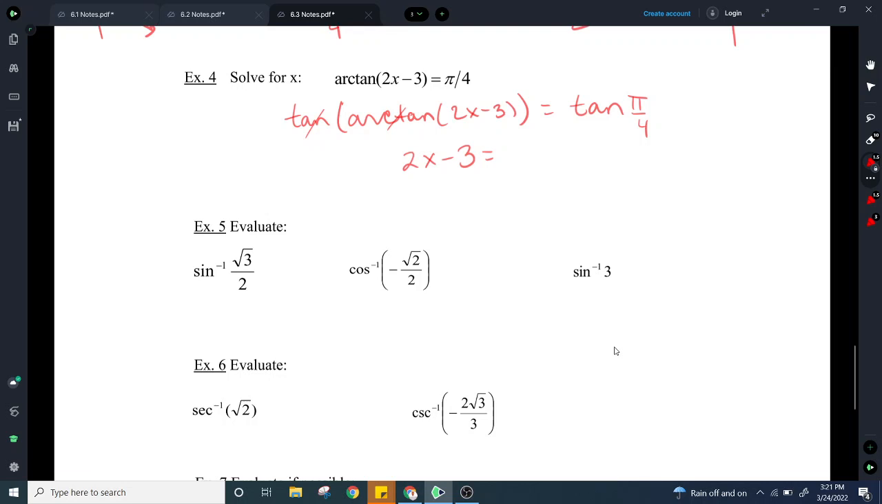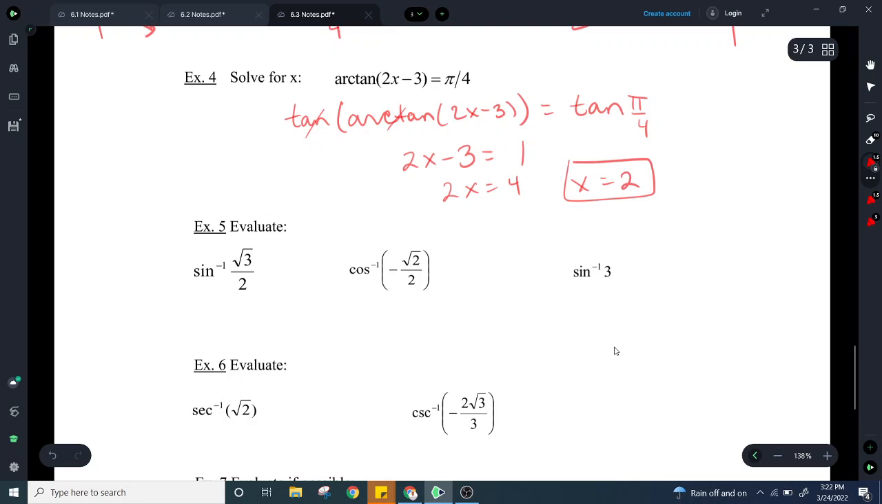What is the value of tangent pi/4? The first quadrant, pi/4, that's where tangent would equal 1. And then just solve it, of course, like a normal equation, and I get a value of 2. So this little property of taking the tangent will work, as long as you do it to both sides, because you're undoing the inverse trig function.